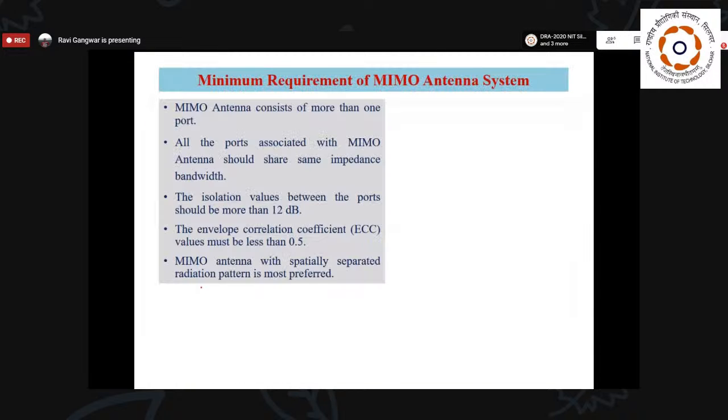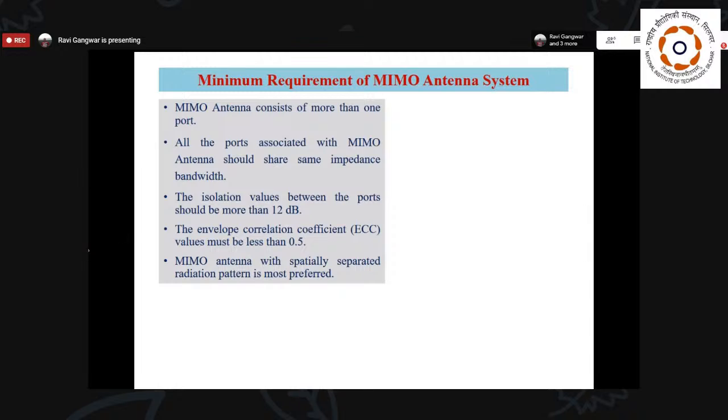Now, what are the minimum requirements of your MIMO antenna system? When we design any MIMO antenna system, what are the minimum requirements? If you are going to design any antenna system, then you have to set something on the basis of that. Here I have listed these 5 different steps. Based on that, I can say that you have a good MIMO antenna system.